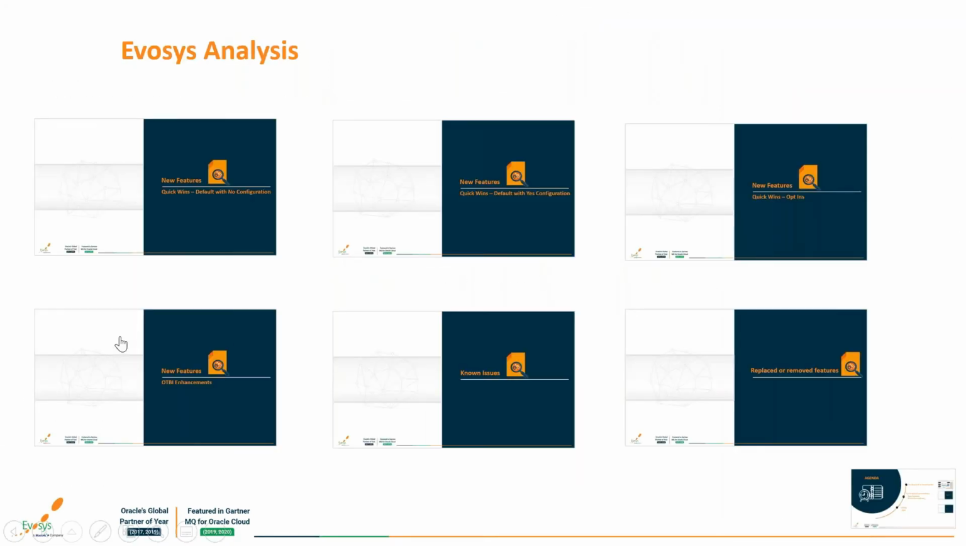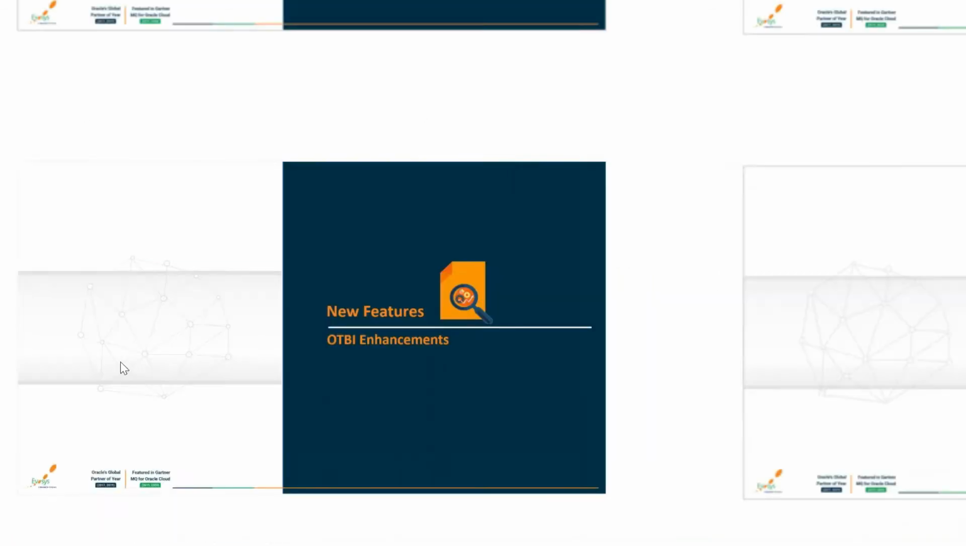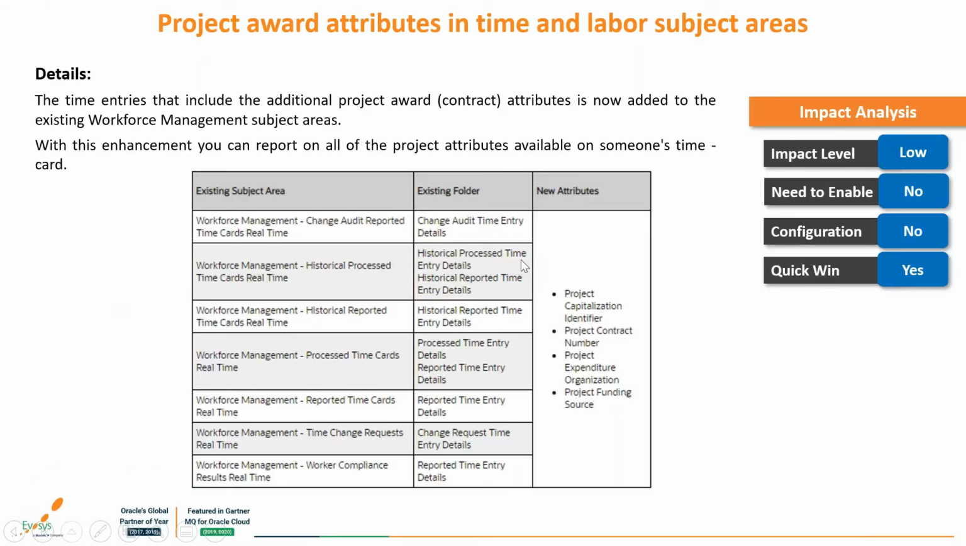The next section that we have is OTBI enhancements. The feature that we have in terms of OTBI this time is project award attributes in time and labor subject area. So they have added certain new attributes in the OTL subject areas for you to see the project attributes against employees' time cards. Those attributes are project capitalization identifier, project contract number, project expenditure organization, and project funding source.